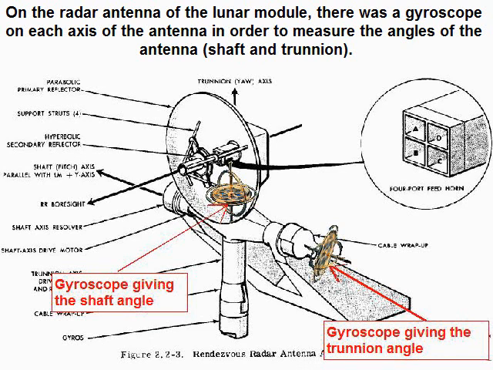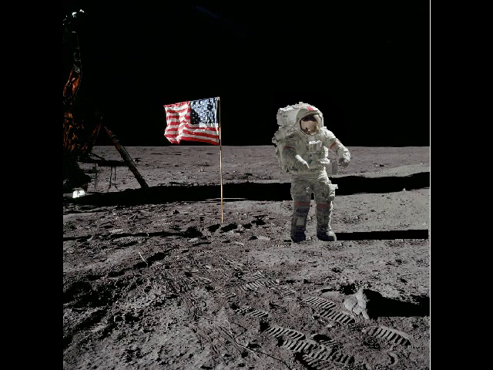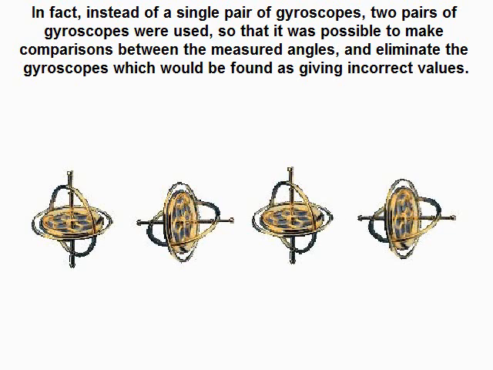On the radar antenna of the lunar module there was a gyroscope on each axis of the antenna in order to measure the angles of the antenna shaft and run. In fact, instead of a single pair of gyroscopes, 2 pairs of gyroscopes were used, so that it was possible to make comparisons between the measured angles and eliminate the gyroscopes which would be found as giving incorrect values.